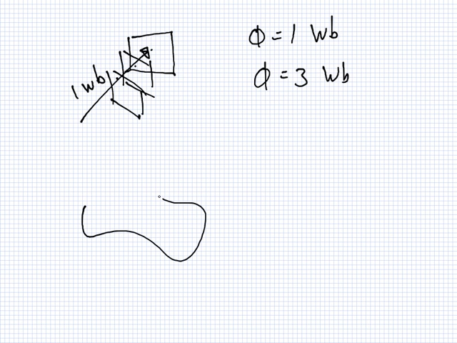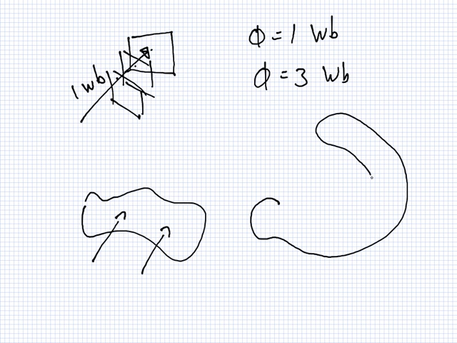Imagine I have this, and I have one go through here and one go through here. What's that? 2 Webers, because it hits the region twice. Now imagine I have this. It goes through here, and then there's one that goes through here. What's that? 2 Webers. Now suppose I have one that passes through here, and then passes through again. It's still 2.